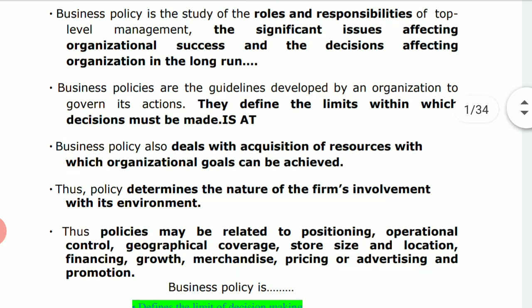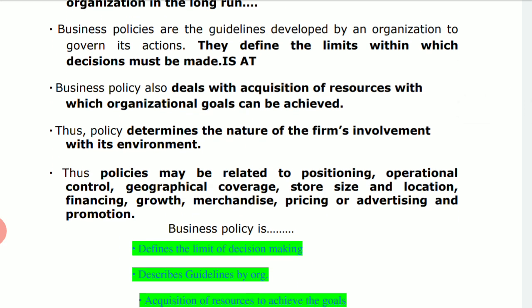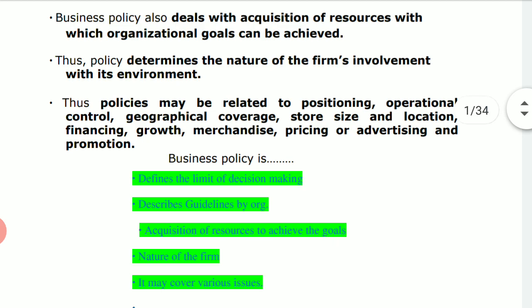So business policy is a kind of study of the roles and responsibilities of the top level management. It covers significant issues affecting organizational success and decisions affecting the organization in the long run. Thus, business policies are guidelines developed by the organization to govern its actions, right? They are defined as the limits within which decisions must be made.